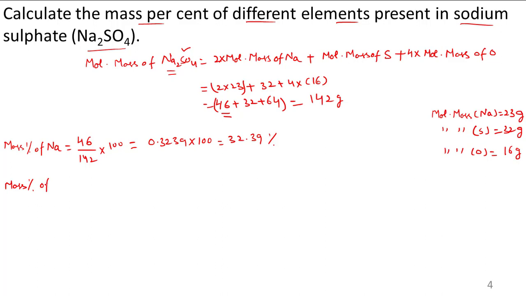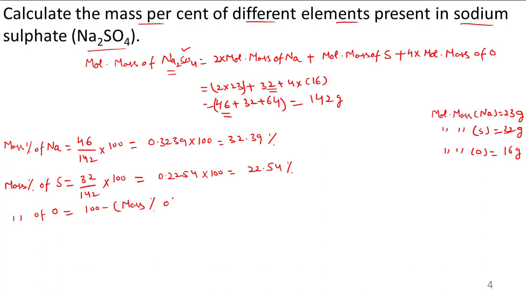Similarly, mass percent of sulfur. The weight of sulfur in sodium sulfate is 32. It is 32 by 142 into 100. So 32 divided by 142 is 0.22554 into 100, so it is 22.54%.